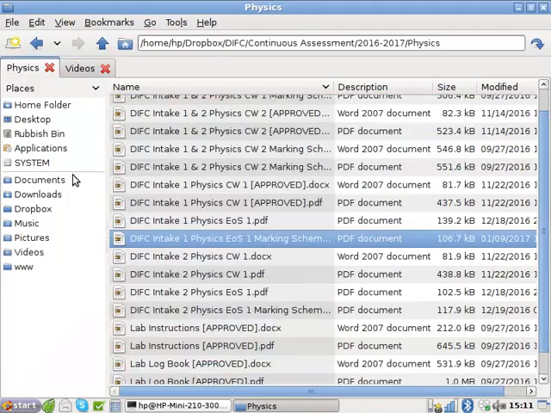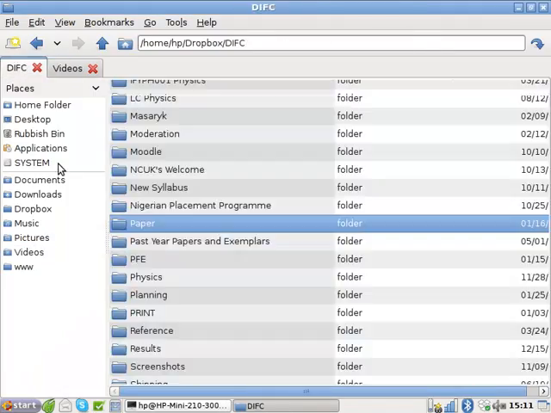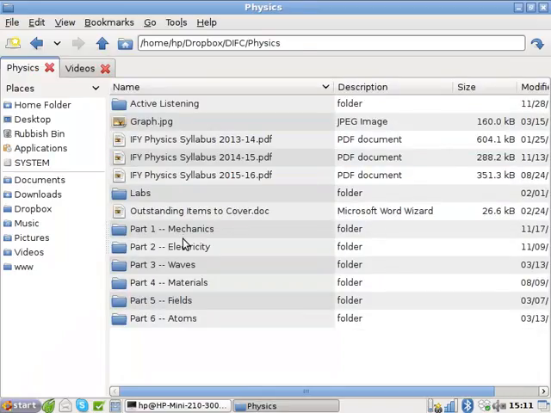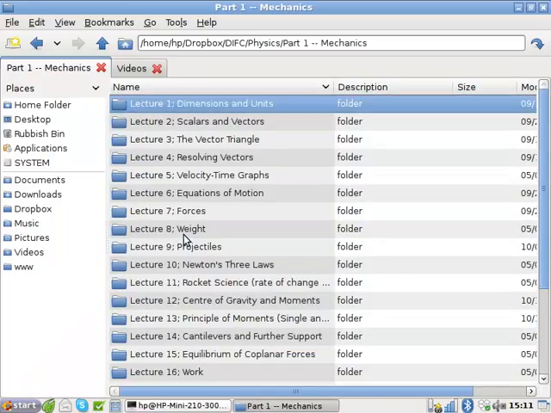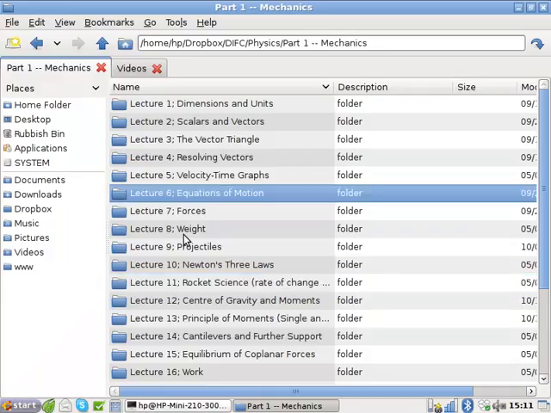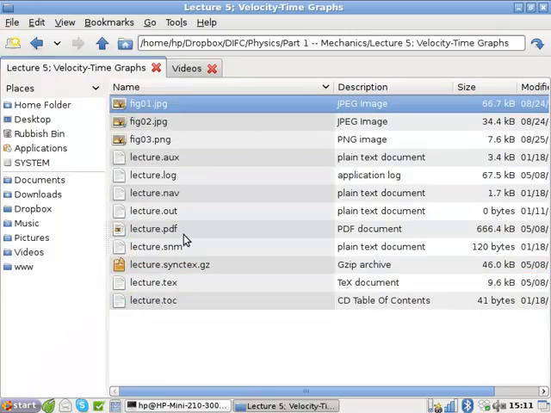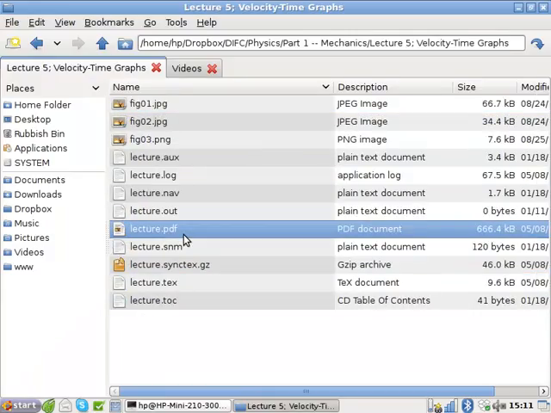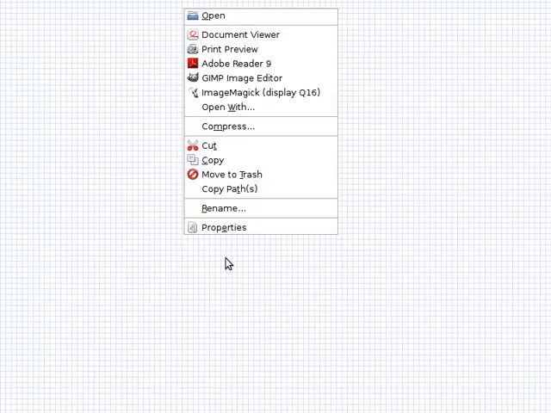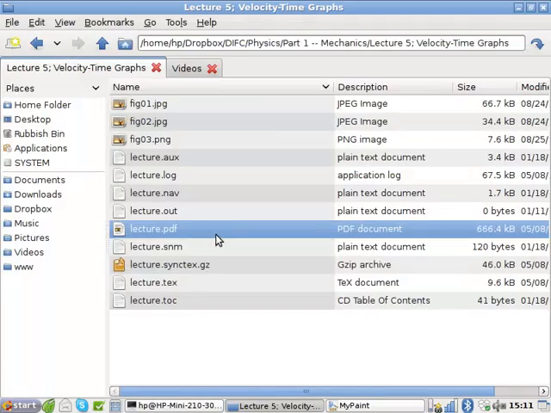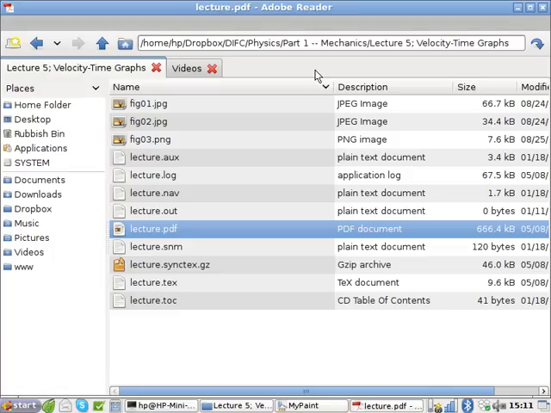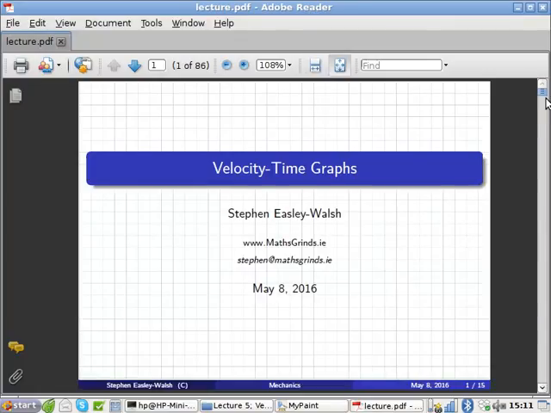Right. Mechanics, velocity time graph, and away we go. Got it? Possibly. Nah, it'll do. Alright.